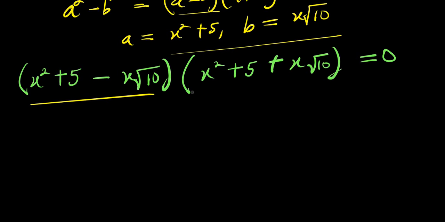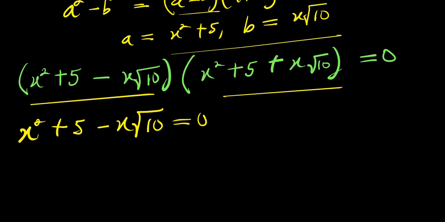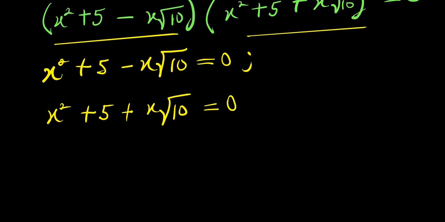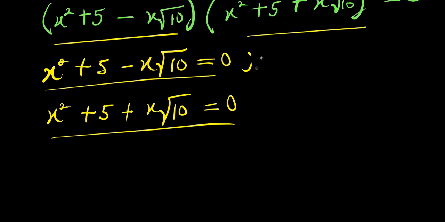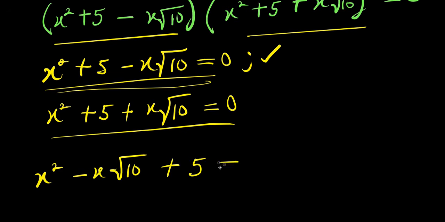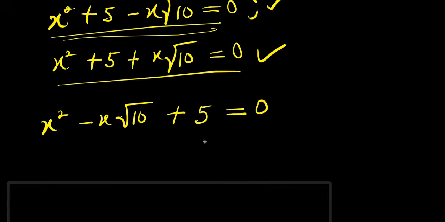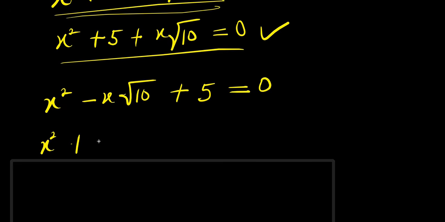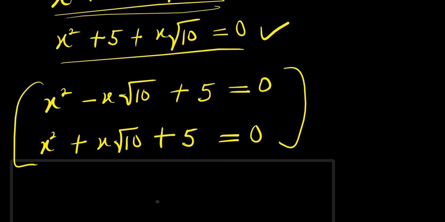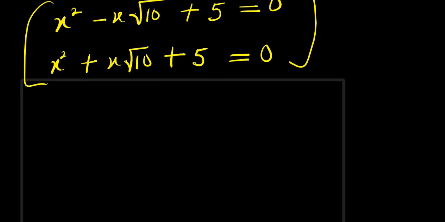So we can equate each of these to 0 to form quadratic equation. x squared plus 5 minus x times root 10 equals 0, or x squared plus 5 plus x times root 10 equals 0. So let's solve these two equations. We start with this one here. To solve this, I will rearrange: x squared minus x times root 10 plus 5 equals 0. And I'll also rearrange this: x squared plus x times root 10 plus 5 equals 0. These are the two equations that we are going to solve. So let's start with the first one here.